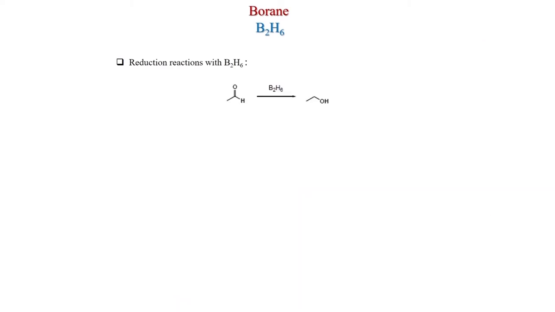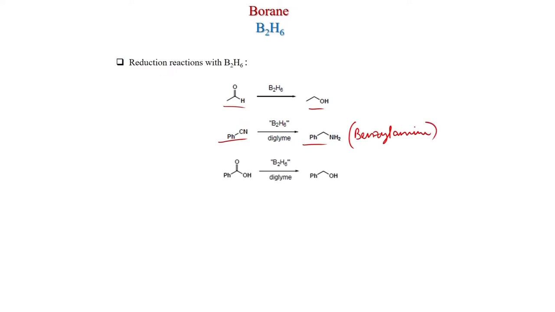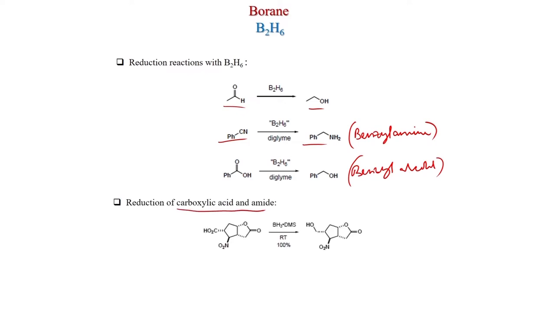Reduction reaction with diborane: aldehyde can be reduced to the alcohol. Nitriles, here benzonitrile is converted to benzylamine. And here benzoic acid is converted to benzyl alcohol. Reduction of carboxylic acid and amide. So, this is very specific that we will see now, that the borane is selective for the carboxylic acid.